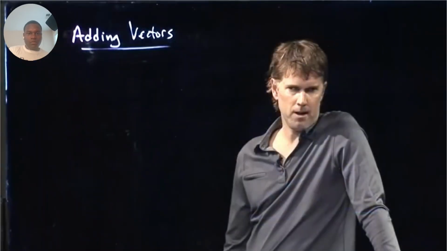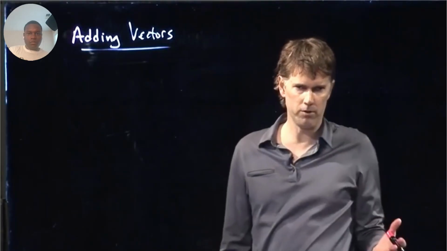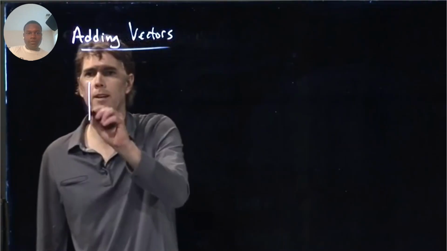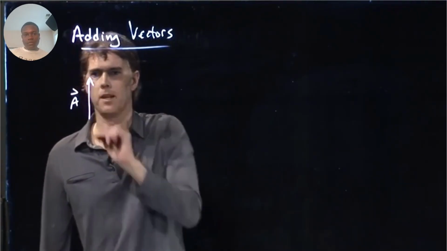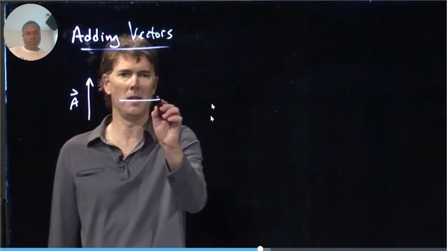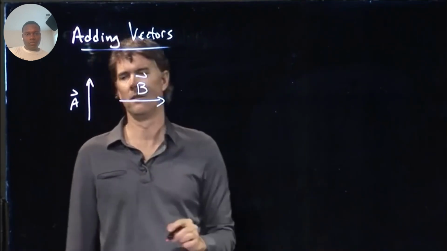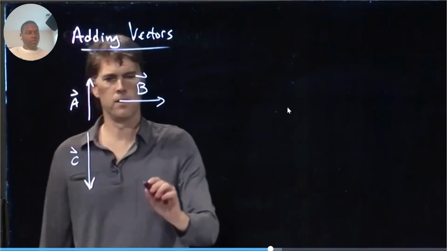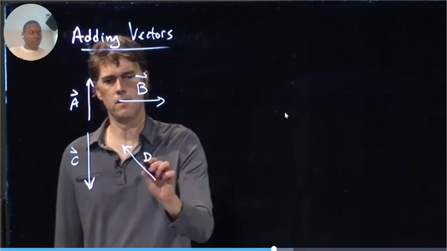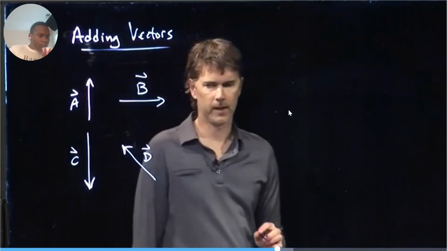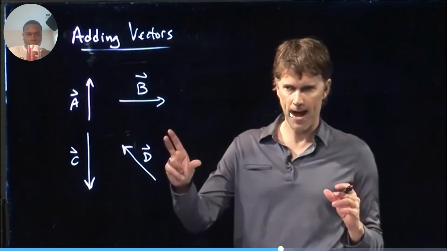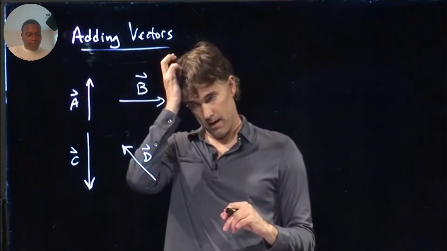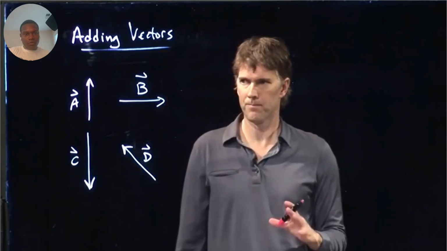And here, let's talk about adding vectors when we have more than just two vectors. Let's say we have a whole bunch of them. Let's say we have vector A that looks like that, vector B that looks like that, vector C that looks like that, and vector D that looks like that. Okay, they each have a length, that's the magnitude of the vector, and they each have a direction indicated by the arrowhead. All right, how do we add these things up?